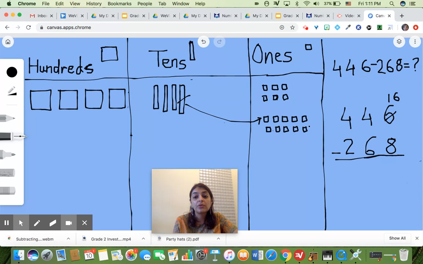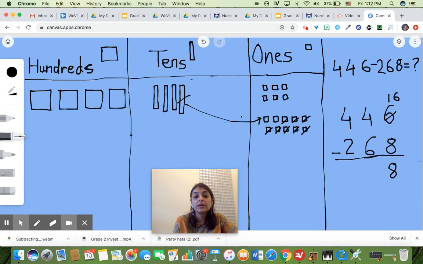So I'll subtract 1, 2, 3, 4, 5, 6, 7, 8. So after taking away 8 from 16, let's see how many are left. 1, 2, 3, 4, 5, 6, 7, 8. We have 8 ones left.